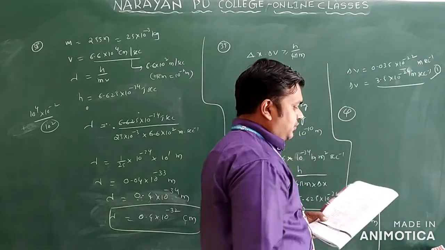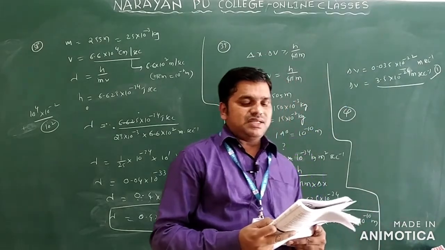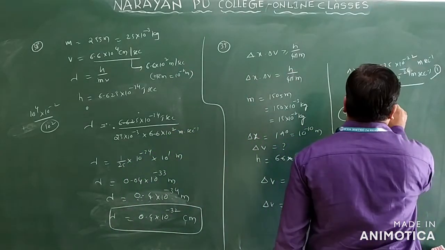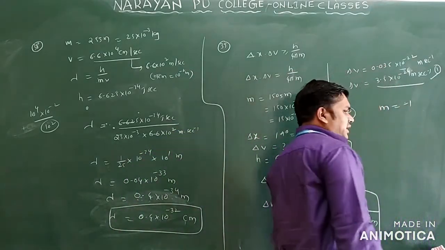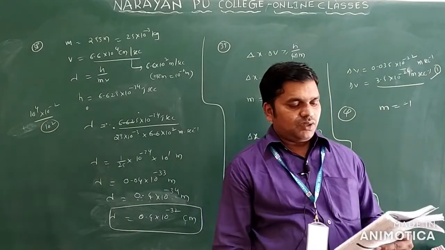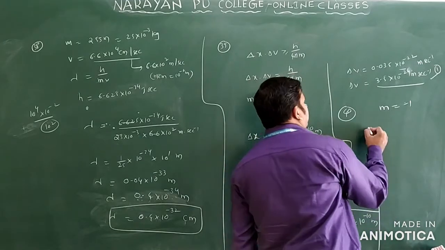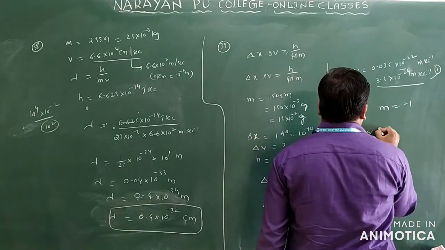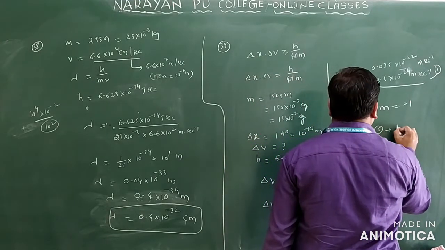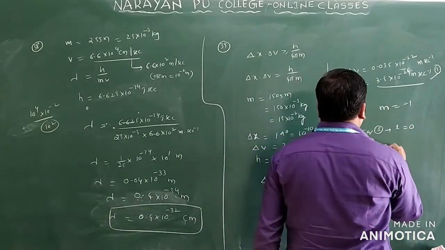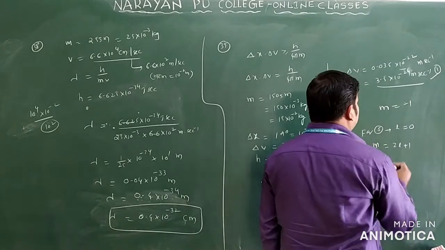Now we see question number 40. A given orbital is labeled by the magnetic quantum number m is equal to minus 1. It could not be an s orbital, or a p orbital, or a d orbital only. If you know, for s orbital, l is equal to 0. You will write the magnetic quantum number here, m is equal to n plus 1.